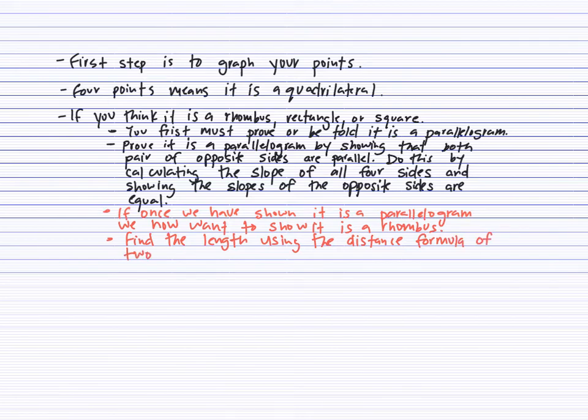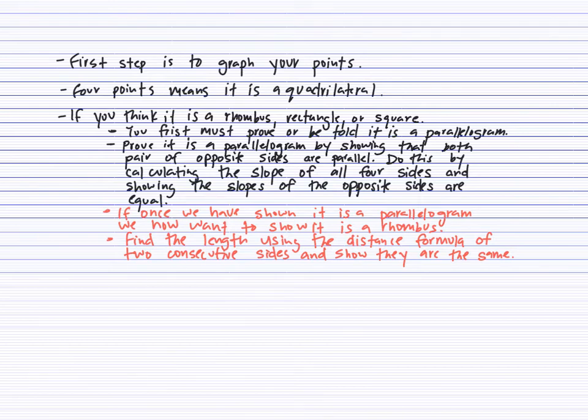of 2 consecutive sides. Remember, consecutive sides are sides next to each other. This is the opposite of opposite sides. Opposite sides are across from each other. Consecutive sides are next to each other. So find the length using the distance formula of 2 consecutive sides and show they are the same. If I've shown it's a parallelogram and then I do that, now I've shown it's a rhombus.